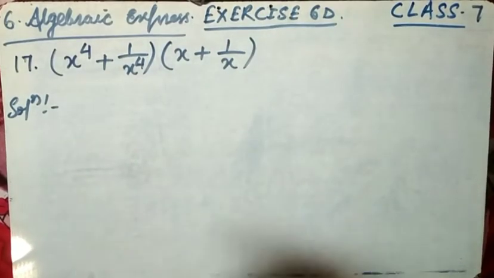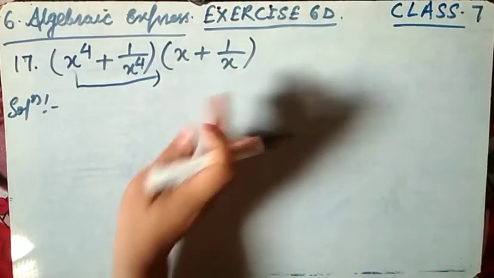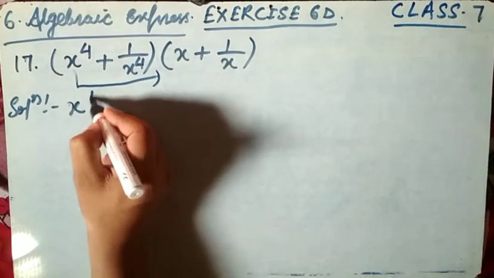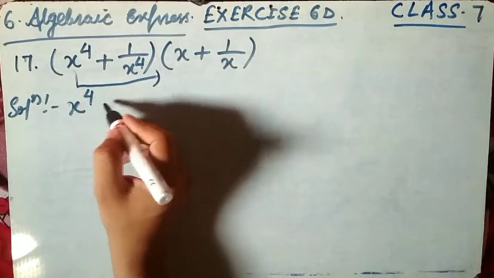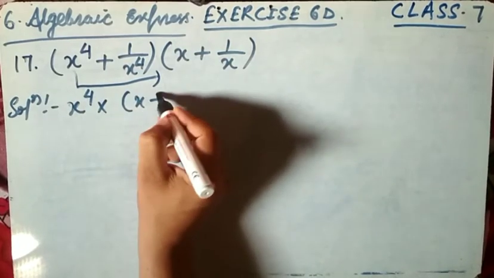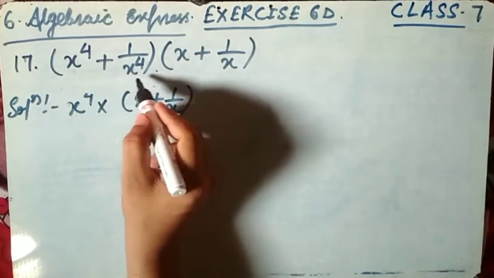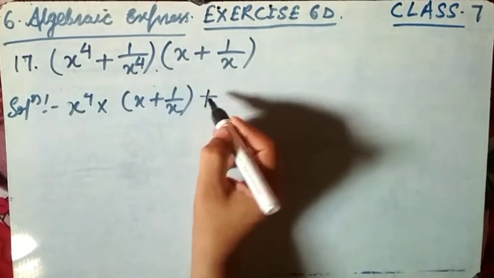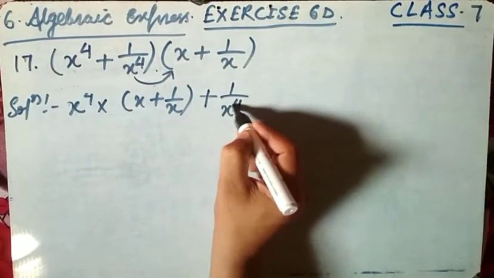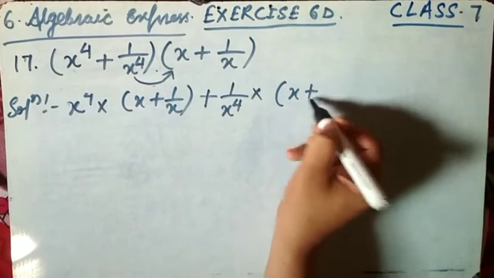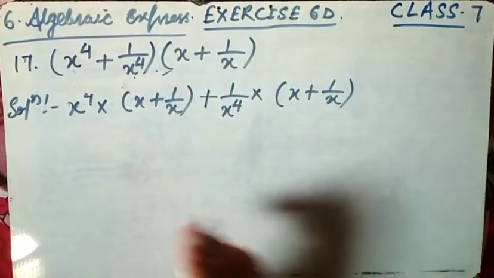First we have to select this term and multiply it by the whole bracket. That means we are going to apply the distributive law, multiplication over addition. x raised to power 4 is multiplied by the whole expression x plus 1 by x. Next, write the plus, and now 1 by x raised to power 4 is multiplied by x plus 1 by x.